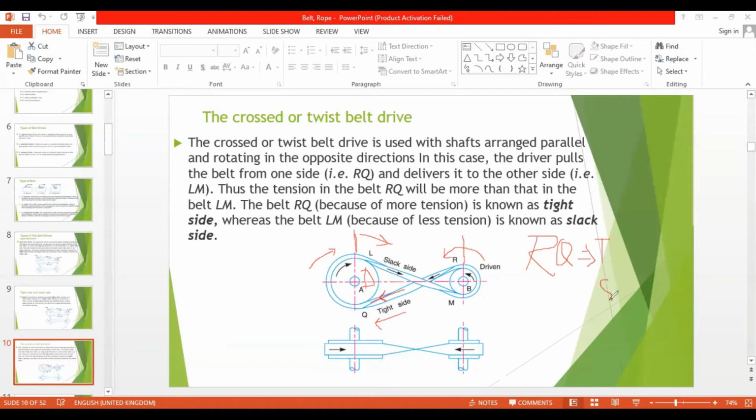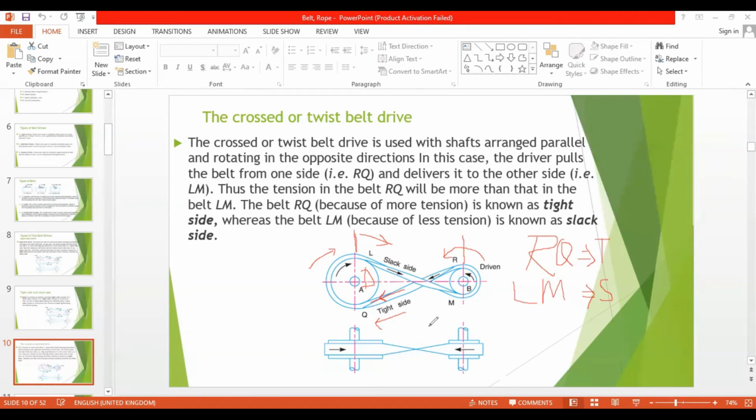slack side, I told you, is the portion which is leaving the driver or approaching the driven. So here is the driven, and you see the belt is running this way and running this way. The portion which is approaching the driven is LM. So that's why LM is the slack side.